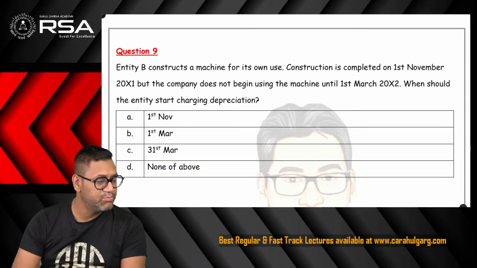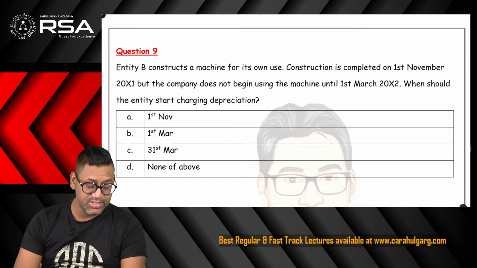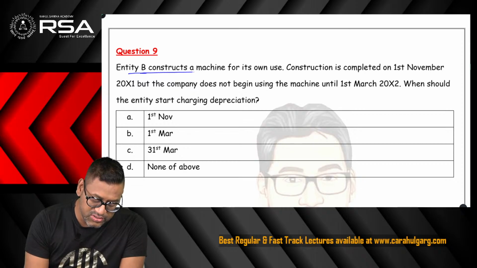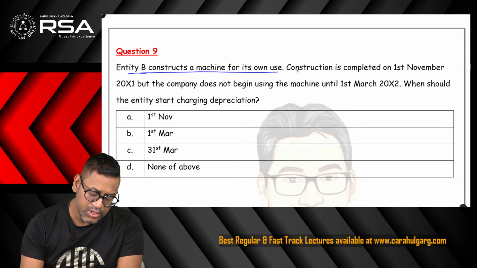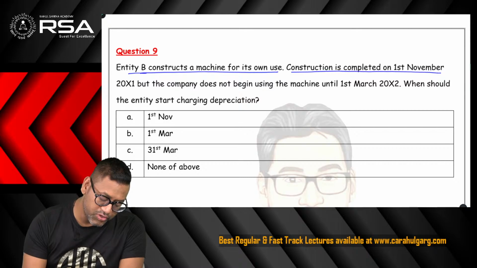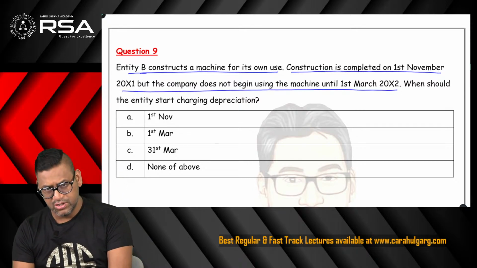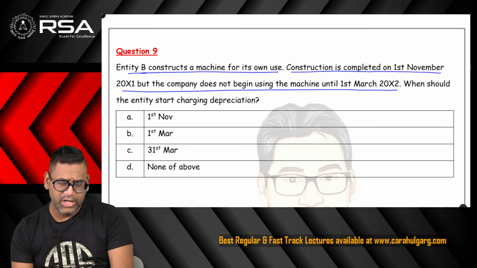Moving further to question number 9, child. Be with me. These are very, very good questions. Question number 9. Entity B constructs a machine for its own use. Construction got completed on 1st of November, but the company does not begin using the machine until 1st of March. Very much possible.